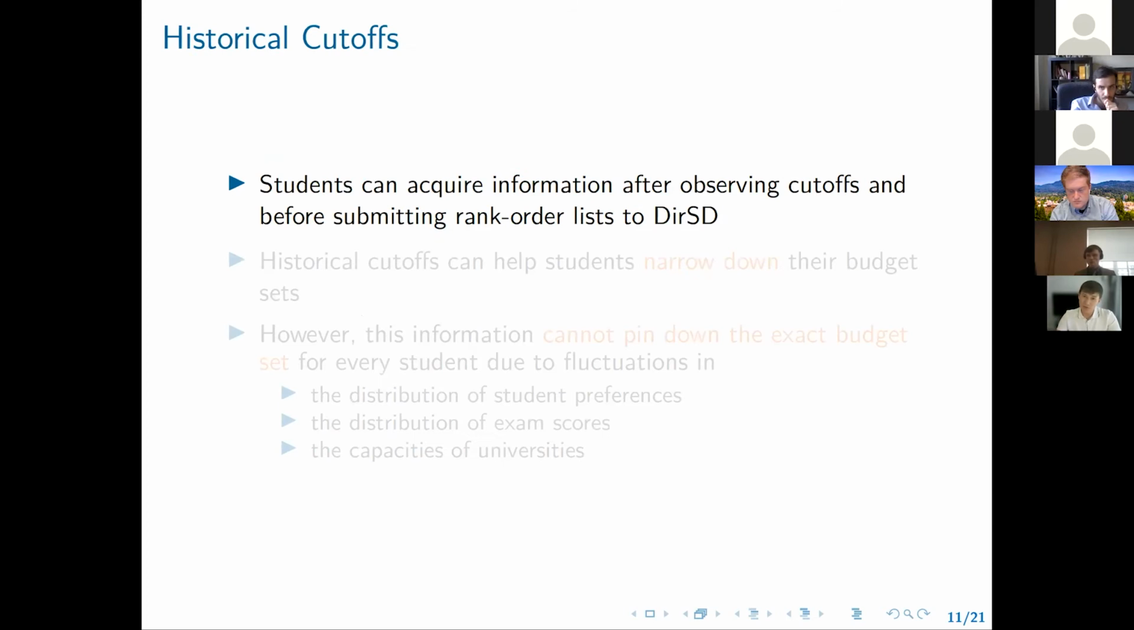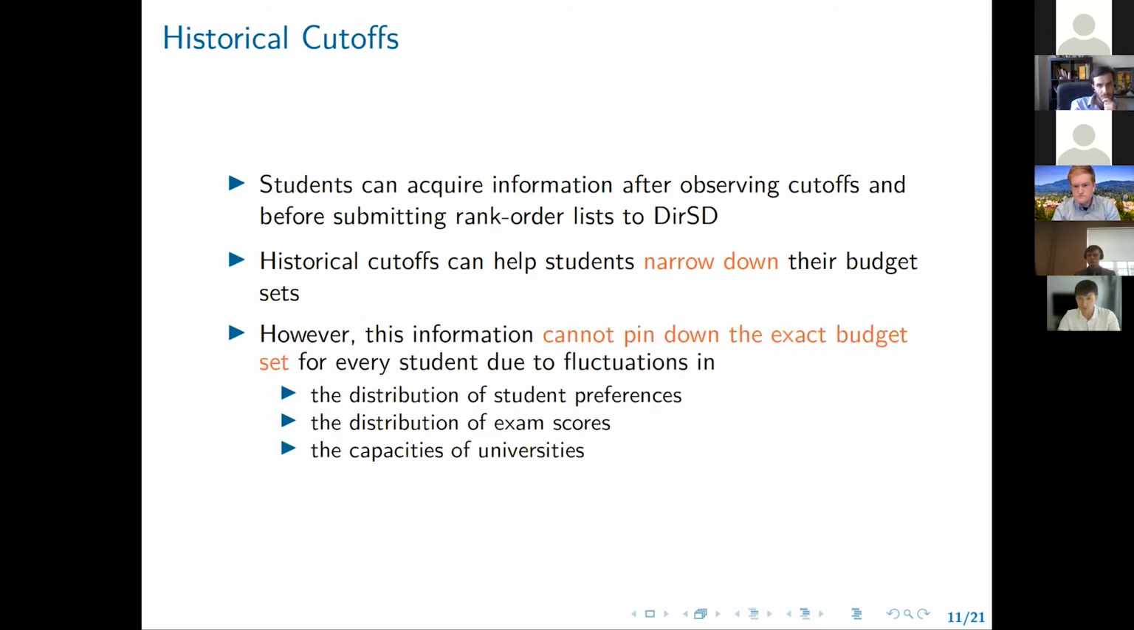So what about historical cutoffs, where people observe them before submitting a list in serial dictatorship? Of course, they also can help you to narrow down the budget set. However, this information is a bit noisy because there might be fluctuations in preferences and exam scores in universities. So it's noisy information, but still informative.